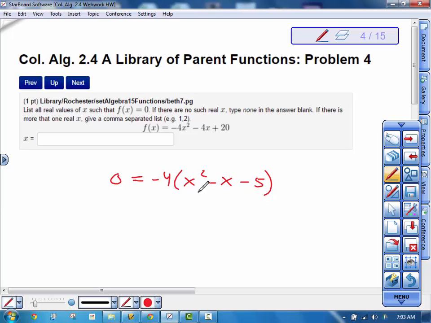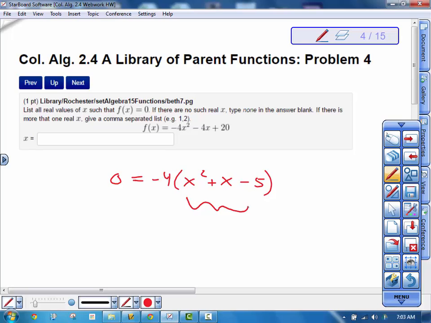Just double check that. Yeah, that works. Okay. So actually this would be plus x right here. Okay. Now, I would factor this if we can, but I don't think there's anything that multiplies to be -5 and adds to be 1. So unfortunately, this doesn't factor. We're going to have to use the quadratic formula.